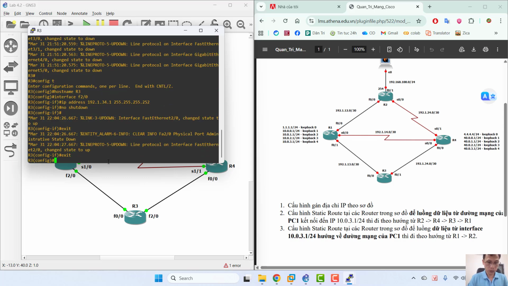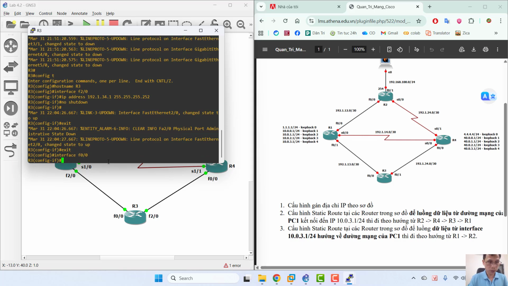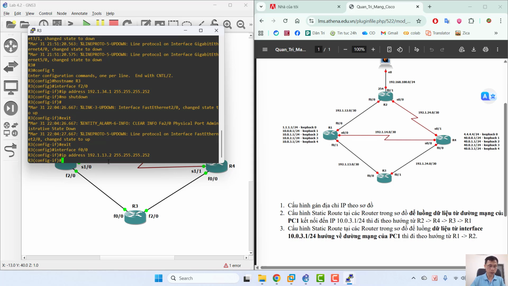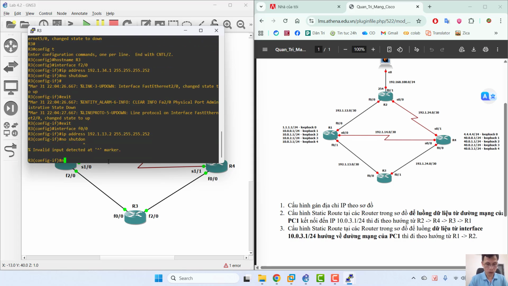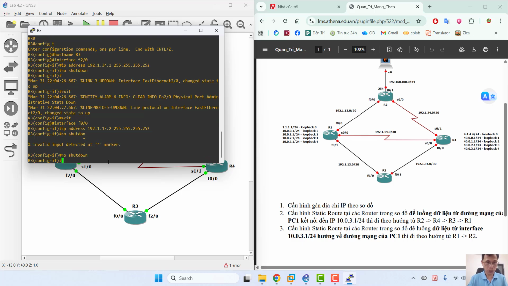Interface 0/0, IP address 1.2.1.13.2, 255.255.255.252. Enter. Okay, no shutdown.